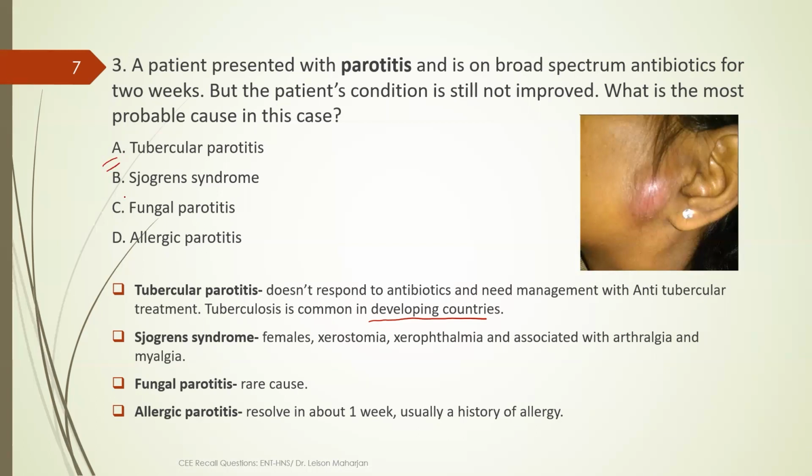Now the Sjogren syndrome is usually seen in females, and it is usually accompanied by xerostomia or dry mouth, xerophthalmia or dry eyes, and also associated with other symptoms such as arthralgia and myalgia. So whenever the examiner keeps the option of Sjogren syndrome, he or she usually gives hints that the patient is female or more than 40 years of age and has symptoms such as dry eyes and dry mouth, etc. And fungal parotitis is a really rare condition, and even allergic parotitis is really rare.